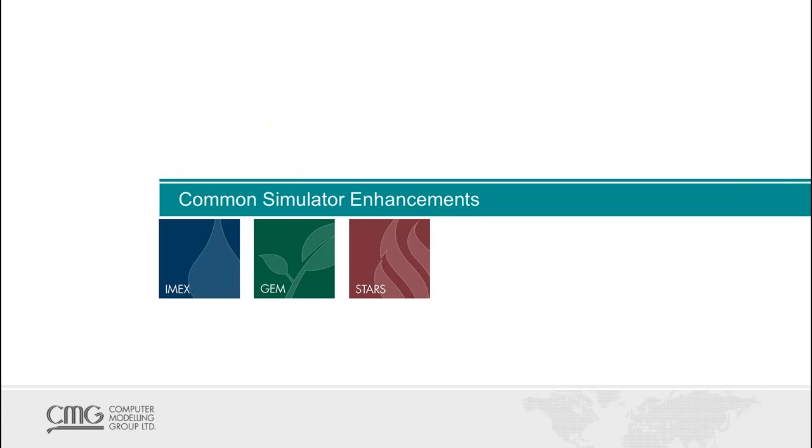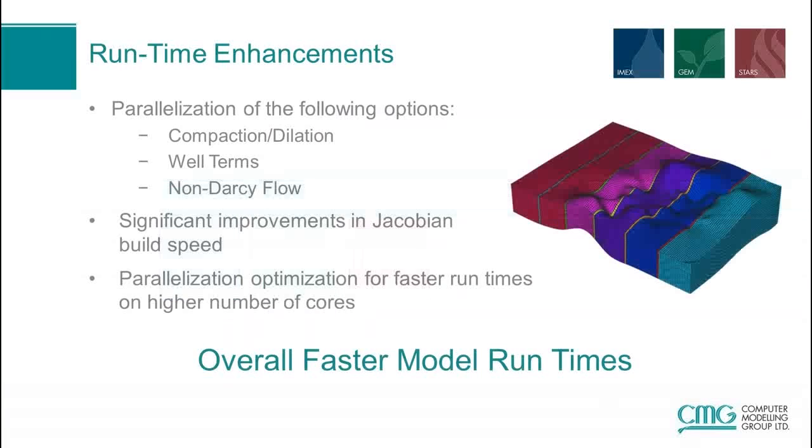Getting into some of the common code that's similar or shared between the simulators, let's start with some updates on runtime enhancements. Specifically, we made some additional parallelization options for compaction dilation calculations as well as non-Darcy flow and some of the well terms like the wellhead pressure calculation. We've also had significant improvements in the Jacobian build speed that's applicable to all three simulators. And with these, also the optimization for parallelizing on higher numbers of core counts. Overall, you should be seeing faster model run times in this release.